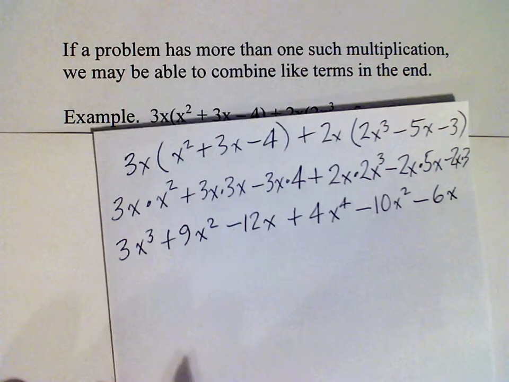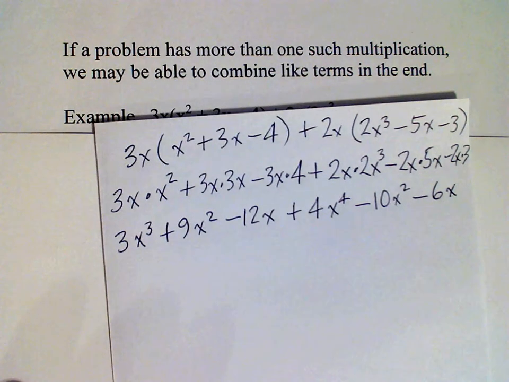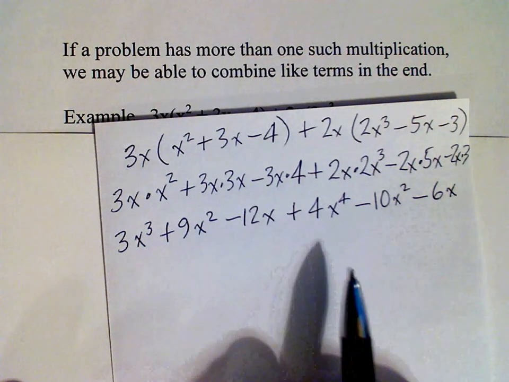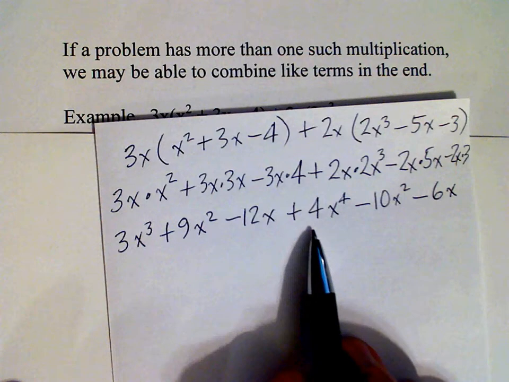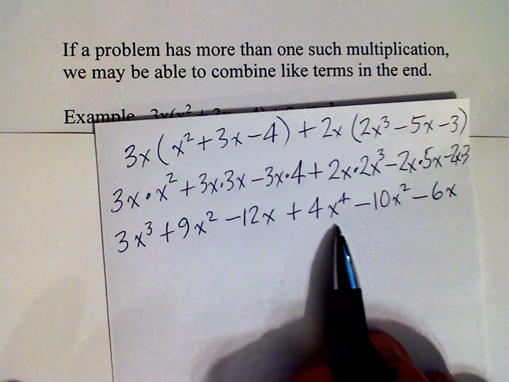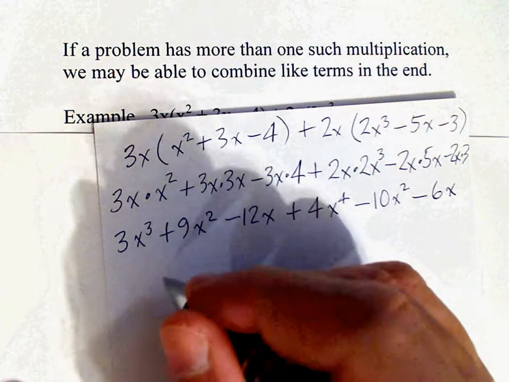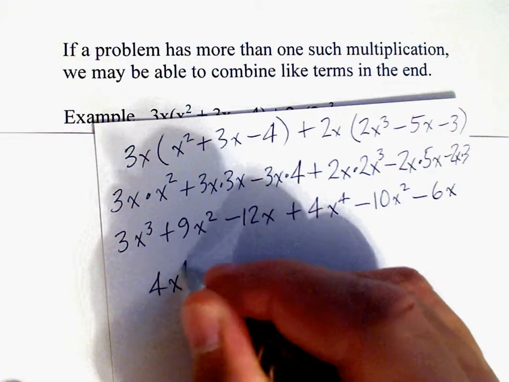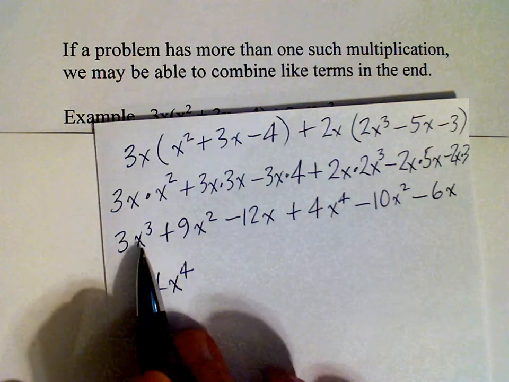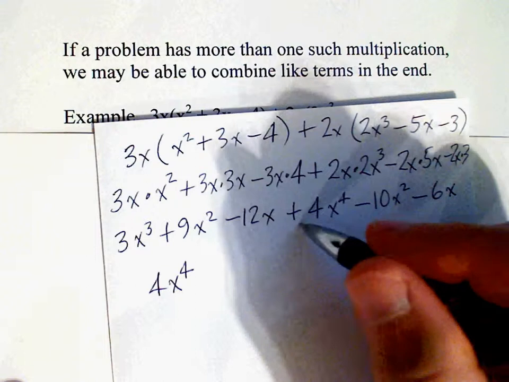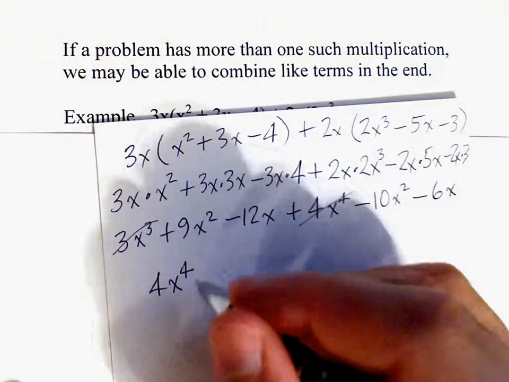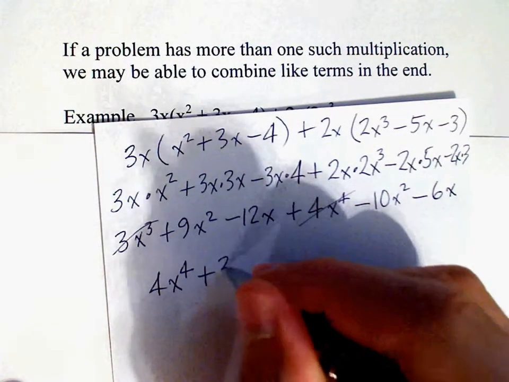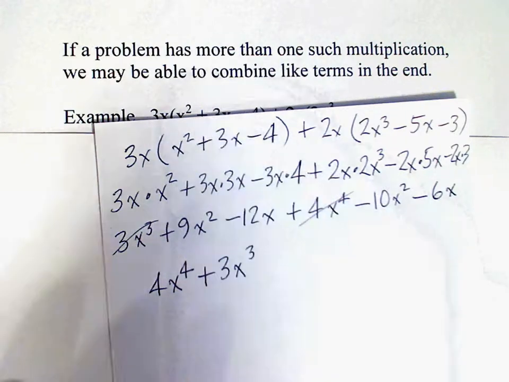Okay, at this point we see there are some like terms that we can combine. And although it's not absolutely necessary, we do usually prefer to write our terms in descending order according to the power on the variable. So that means we'd want to write the x to the fourth term first, 4x to the fourth, and then the x cubed term, and I'll just cross them off as we go so I don't lose track.